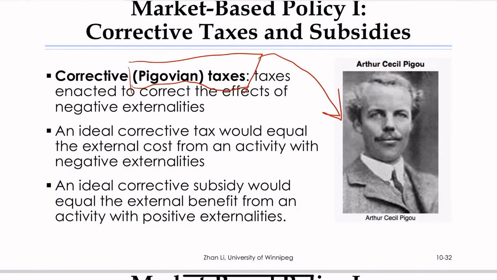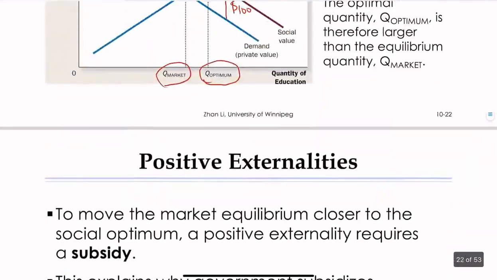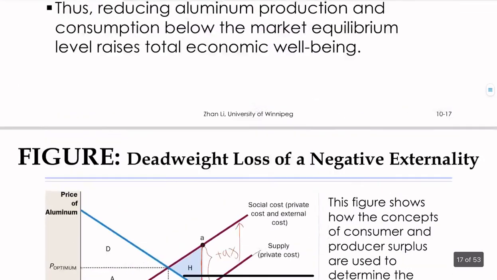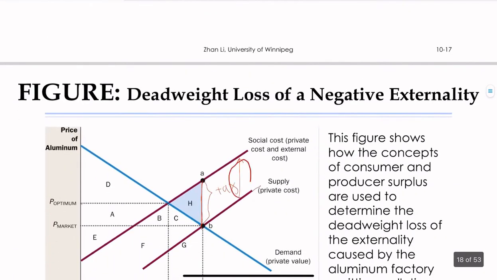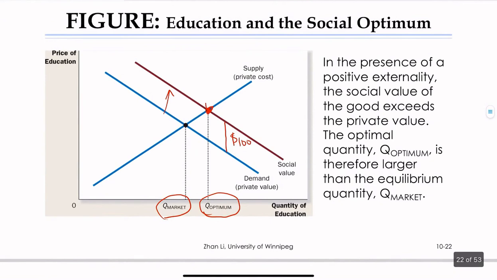Now you might wonder what the ideal tax is, right? What's the best tax we should impose to restore the market outcome to the efficient level? Well, we discussed this, right? In the case of negative externalities, you would want the tax to be the same size as the distance between these two supply curves. And in the case of positive externalities, again, you want the subsidy to be exactly the same as the distance between these two demand curves.